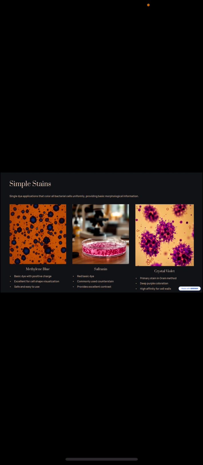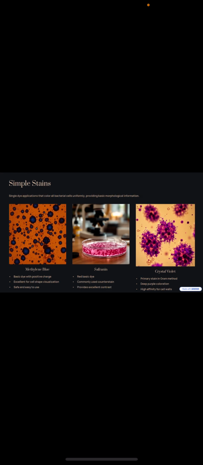Its purpose is to visualize basics of cells. The dyes which are commonly used in simple staining are methylene blue, safranin, and crystal violet. These three dyes are usually used while performing the simple staining method.